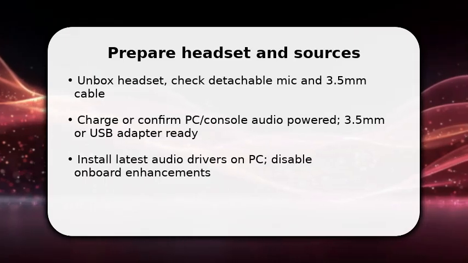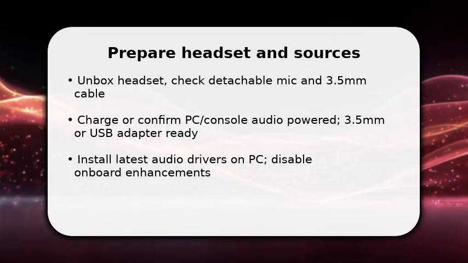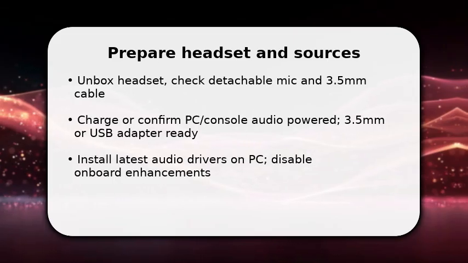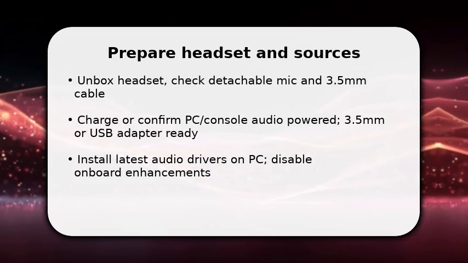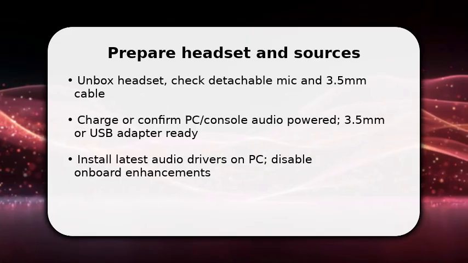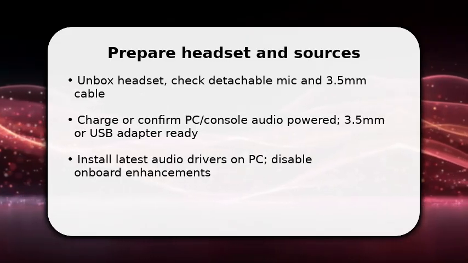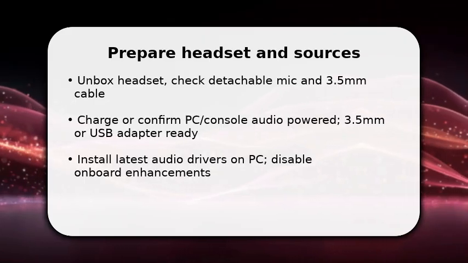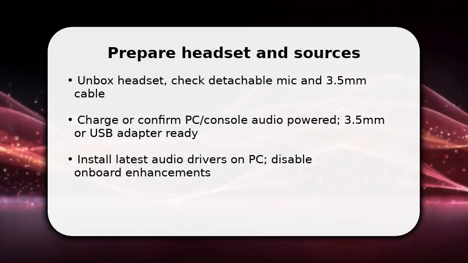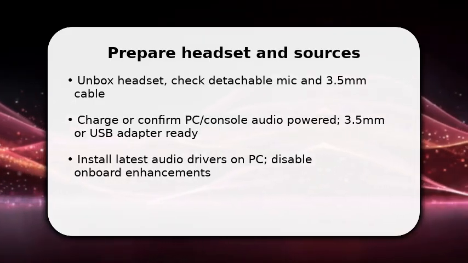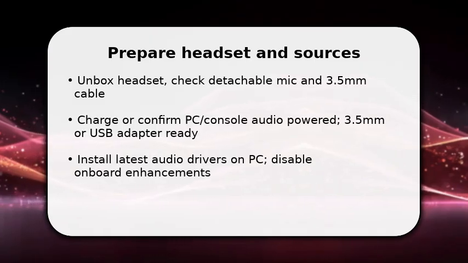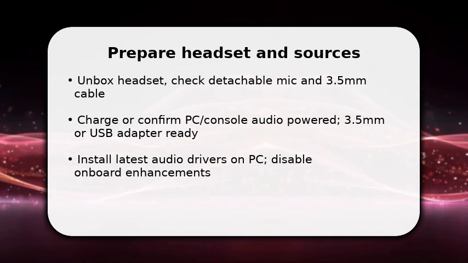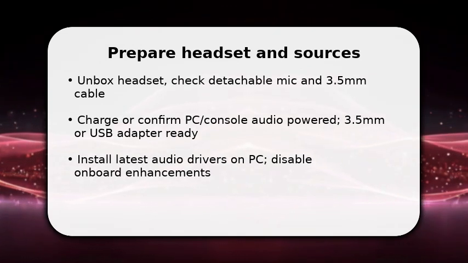You start by physically preparing the HyperX Cloud Alpha. Attach the mic and plug the 3.5 mm cable into the headset. Next, connect to your source, PC, controller, or phone using the correct jack or USB adapter and make sure the source is powered. Install or update the PC audio drivers and disable any virtual surround or EQ software that conflicts. Once done, set your system playback device to the Cloud Alpha so audio routes immediately and cleanly to the headset.